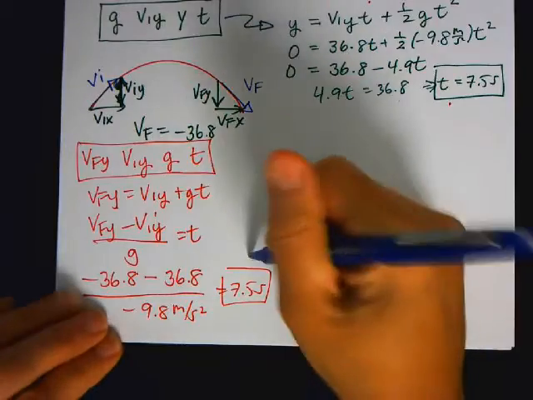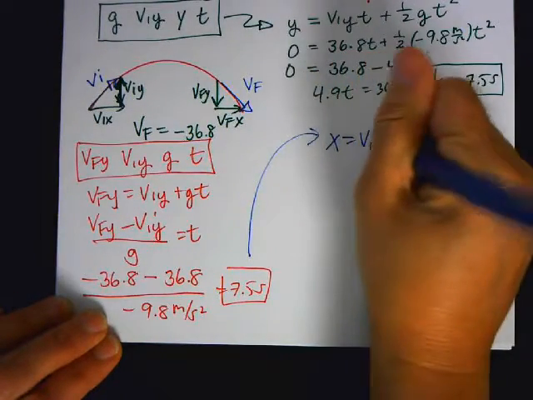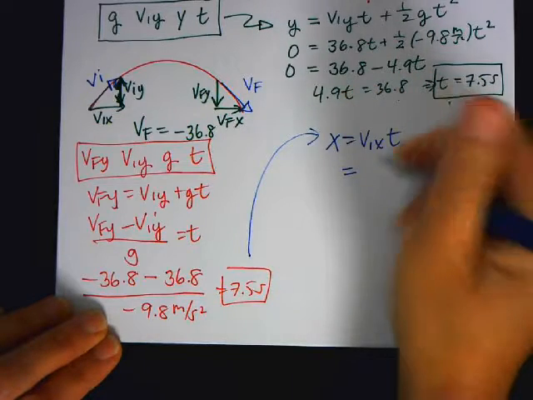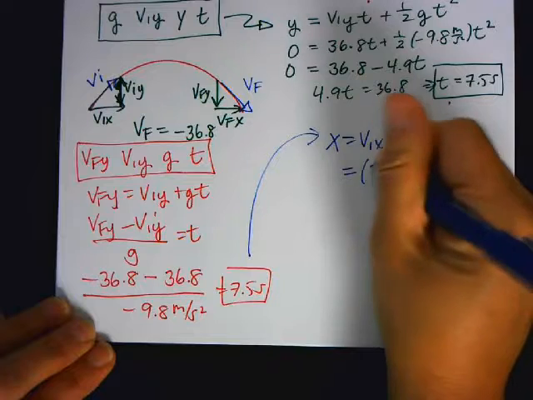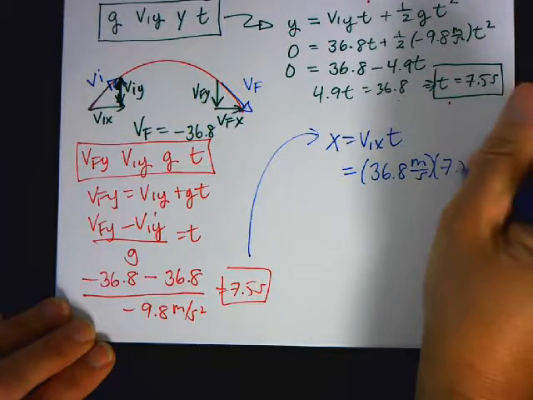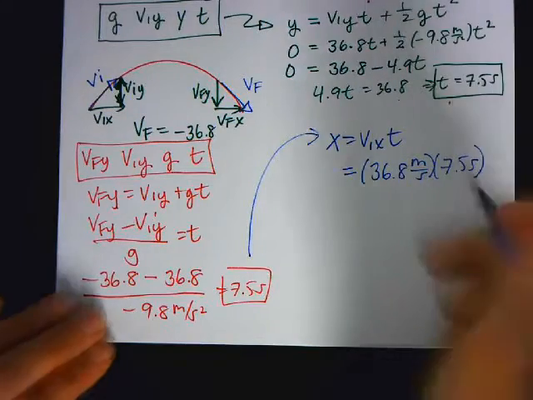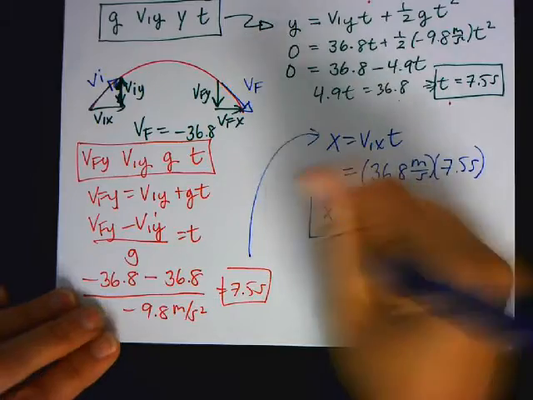The problem says find the displacement. So again, x is equal to VIX t. So x is equal to VIX, which is 36.8 meters per second, times the time, which is 7.5 seconds. So x comes out to be 276 meters.